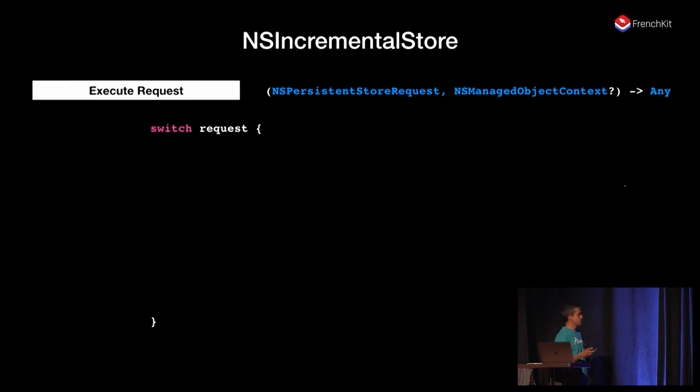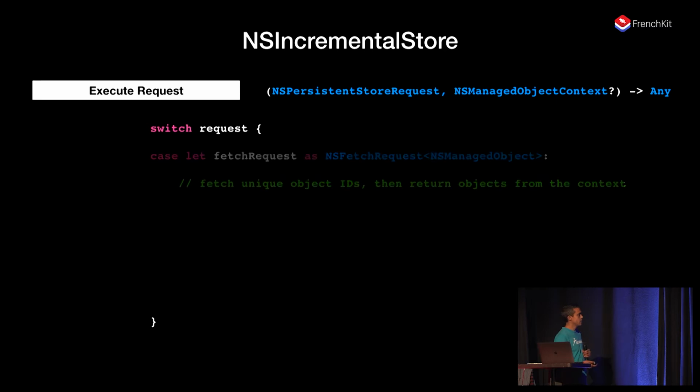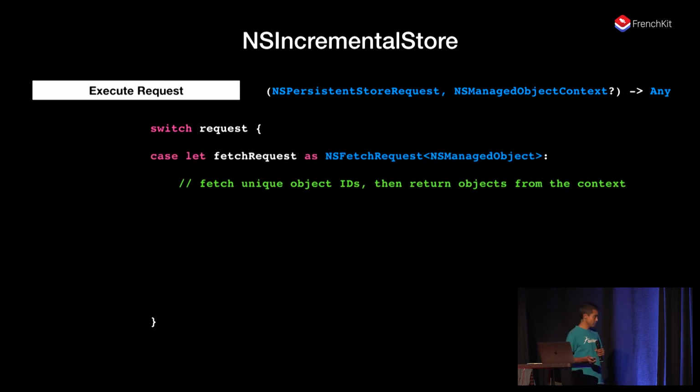For example, you need to switch against the request to see if it's a fetch request. If it is a fetch request, this is where you need to pull the rows in your database that relate to the fetch request and only fetch the IDs of your objects. And then you do a bit more work, and in the end you return an array of NSManagedObjects that are faults. There's no data in them. They just have their IDs.